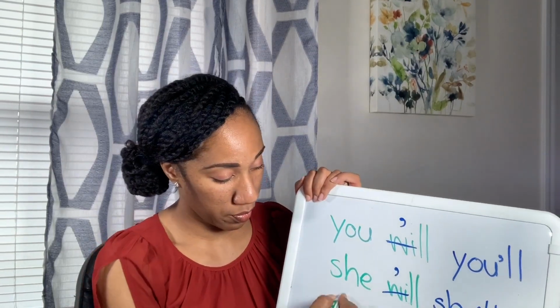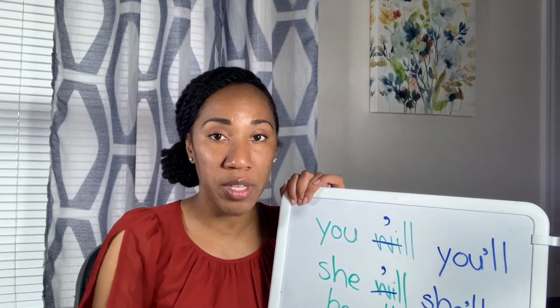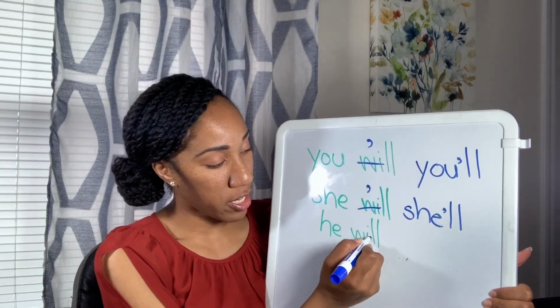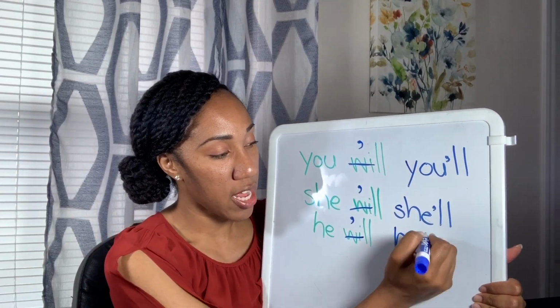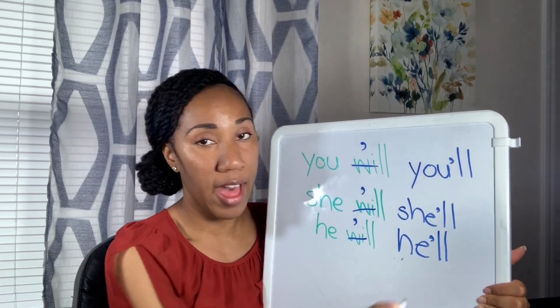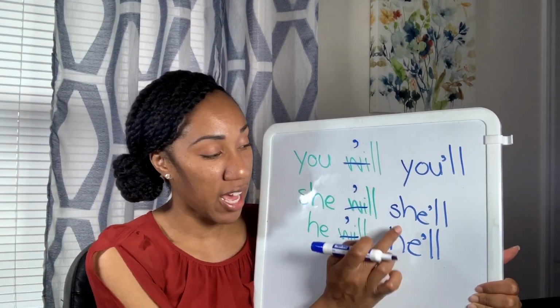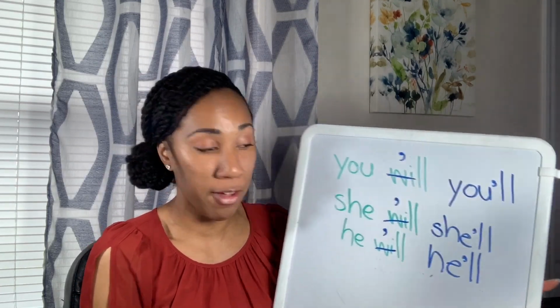Our next words are he will. Okay, and which letters should I get rid of to make a contraction for he will? I hope you said W-I. And the new word is H-E apostrophe L-L. Now we know that this says he'll because there's an apostrophe there. The apostrophe is very important. Make sure you don't leave it out.